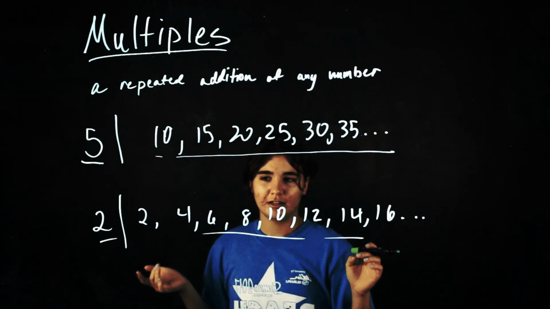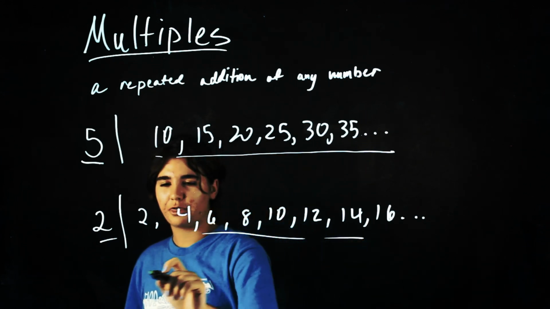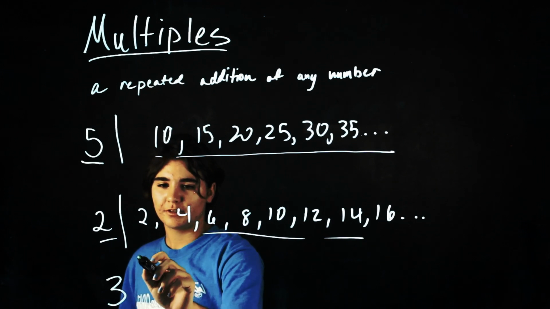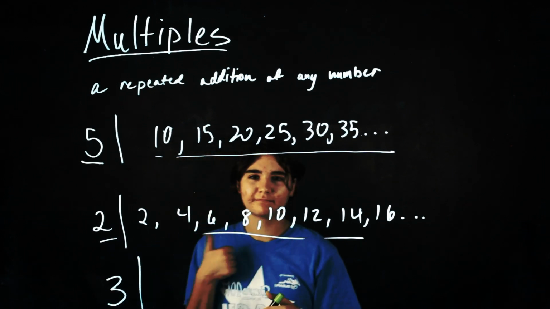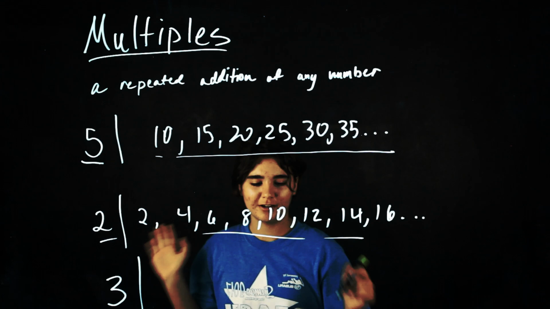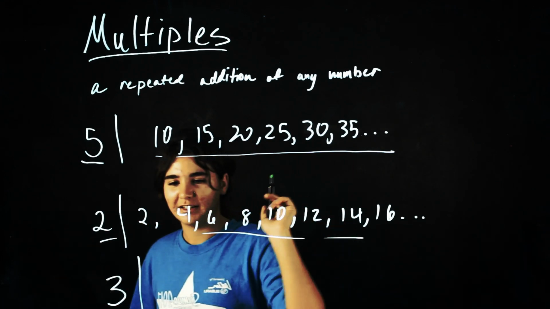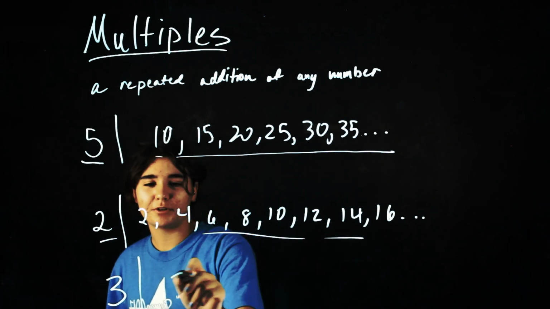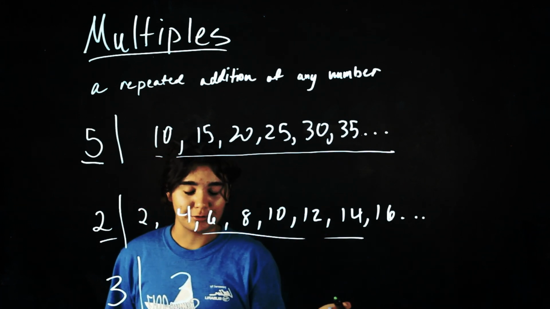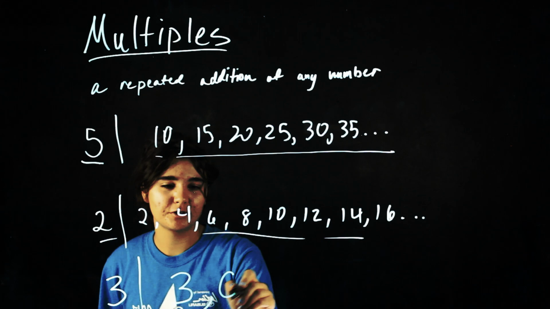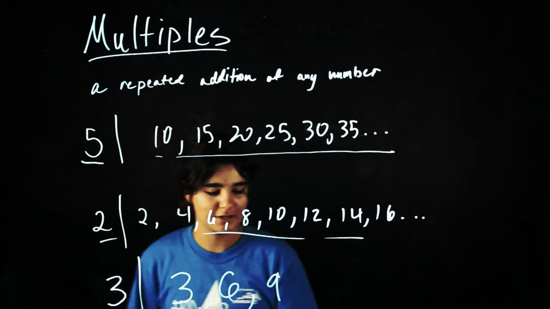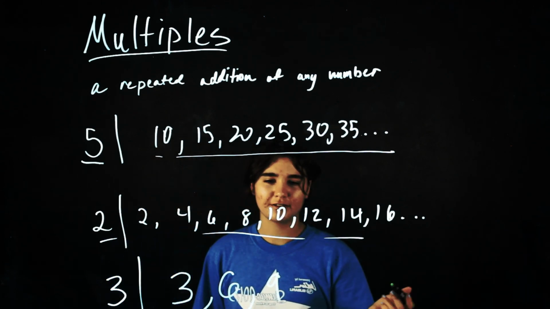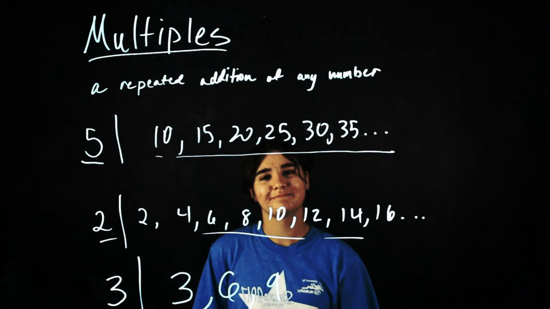And then try to find 3 multiples of 3. Okay, so now I'm just going to write out 3 multiples of 3. One of them could be 3 itself. 3 is a multiple of 3, right? 3 times 1. Another one could be 6, and another one could be 9. So these are 3 multiples of 3 that work.